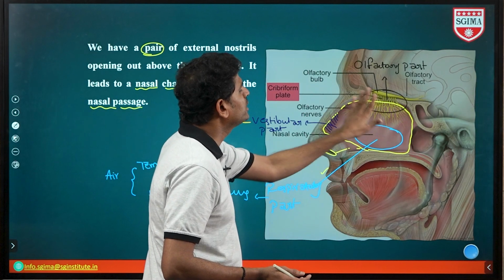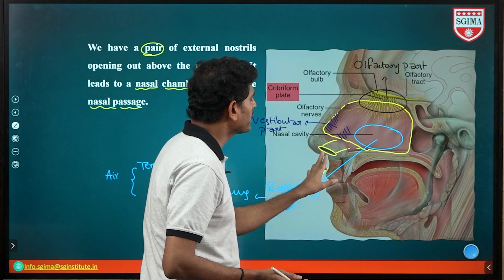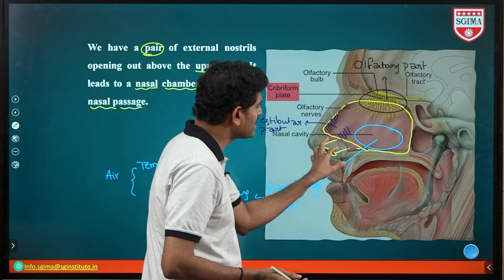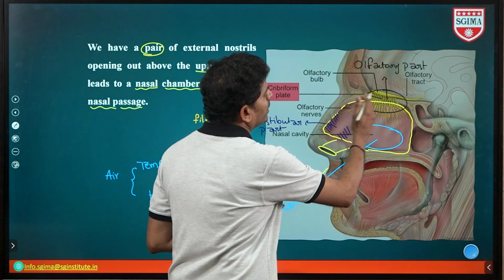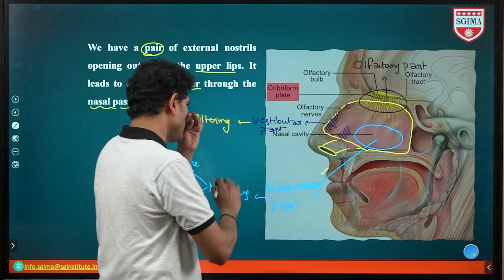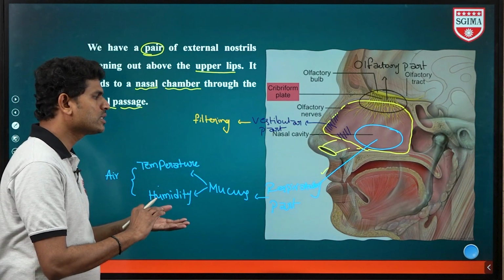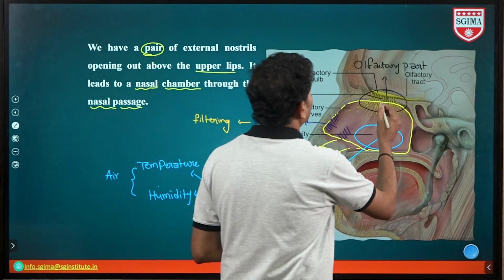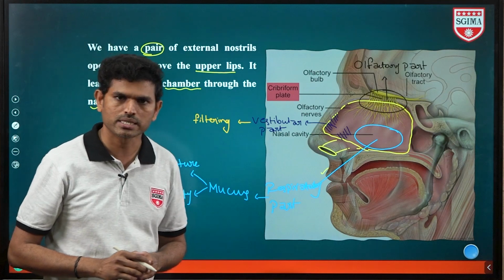Then it has three divisions. This external nares, through this passage, is connected to the nostril chamber. This nostril chamber is divided again into three parts. One is the vestibular part, which filters the air. The second is the respiratory part, which adjusts the humidity and temperature and acts like a natural conditioner. Another one is the olfactory part, which helps in the sense of smelling. Olfaction means sense of smelling.